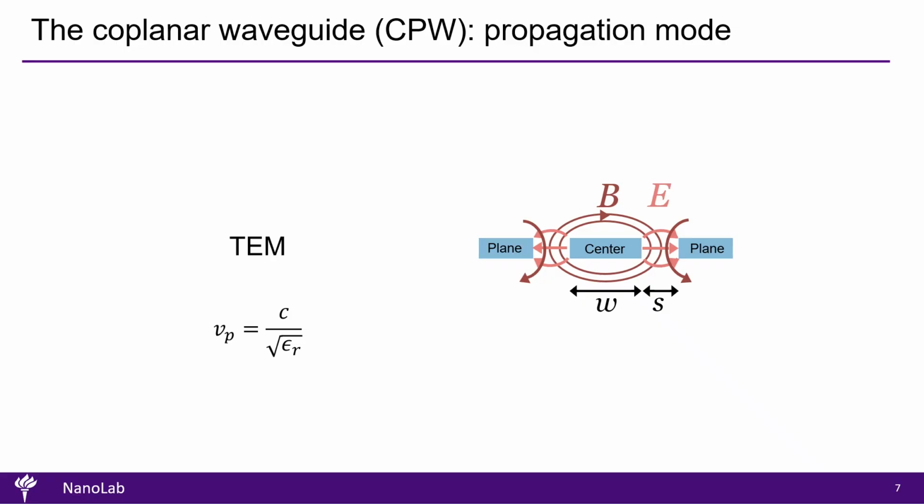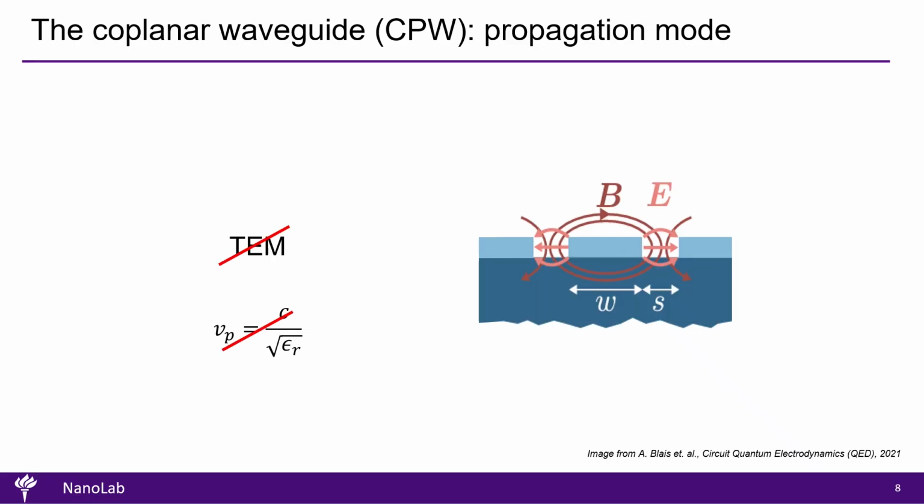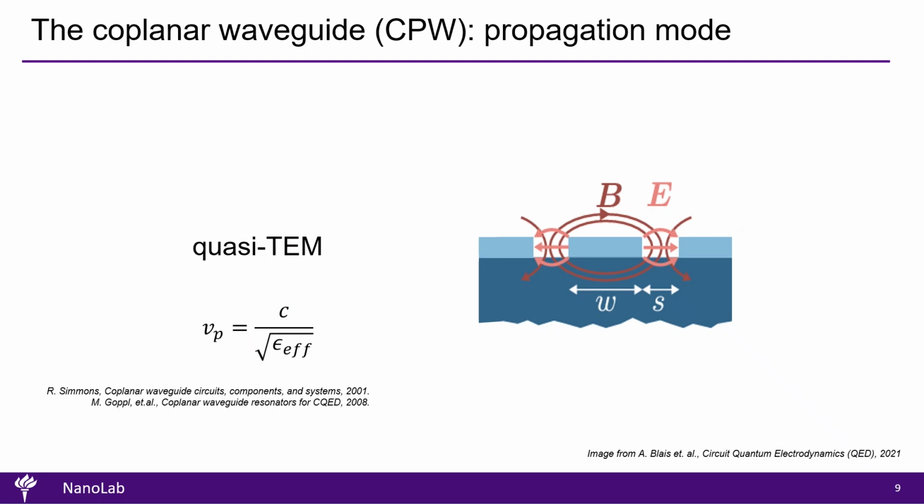In a true CPW, however, the dielectric is not uniform. Some field lines travel in the substrate while others extend outside it. This leads to different phase velocities and introduces small longitudinal field components, so the wave is no longer purely TEM. Instead, in most practical cases, the CPW supports what is called a quasi-TEM mode. In this mode, the phase velocity is written the same way as for TEM waves, but with an effective permittivity.